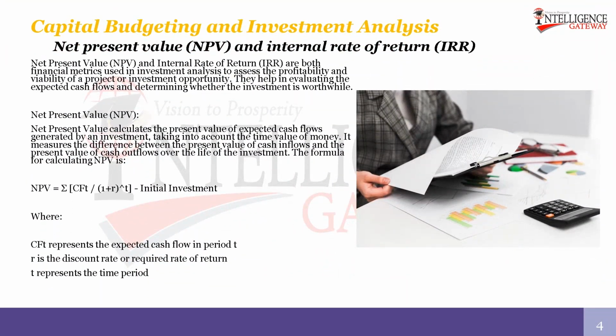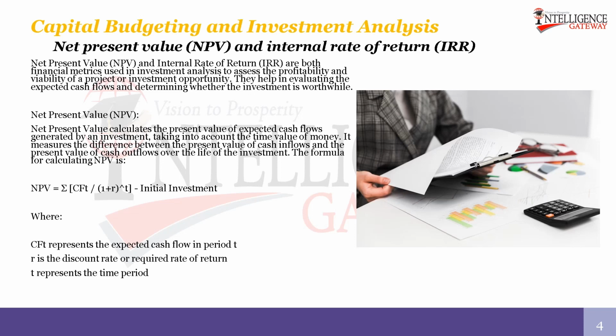Net present value (NPV) and internal rate of return (IRR). Net present value (NPV) and internal rate of return (IRR) are both financial metrics used in investment analysis to assess the profitability and viability of a project or investment opportunity. They help in evaluating the expected cash flows and determining whether the investment is worthwhile.